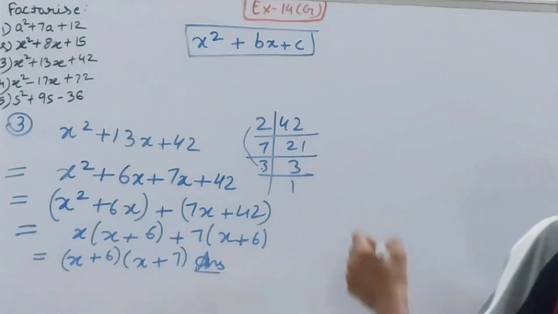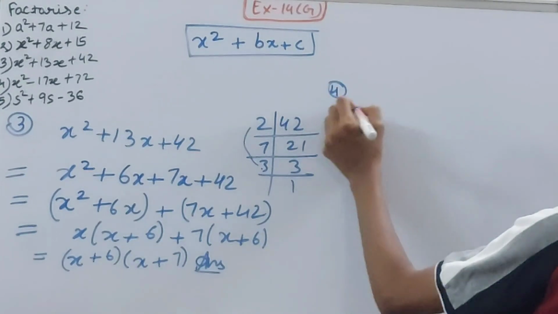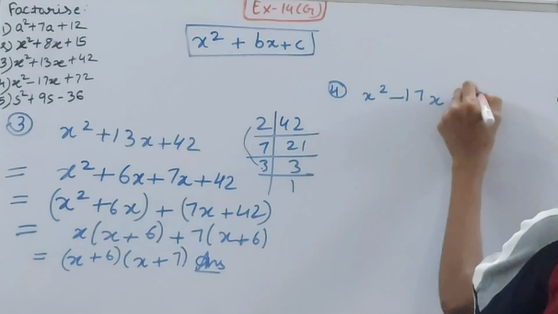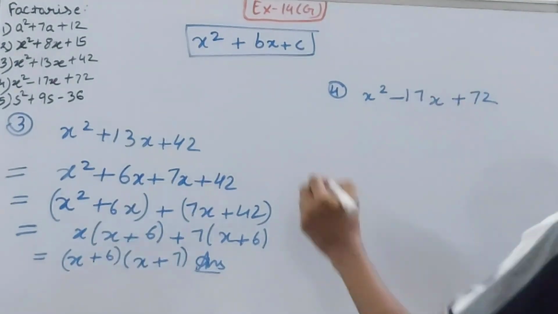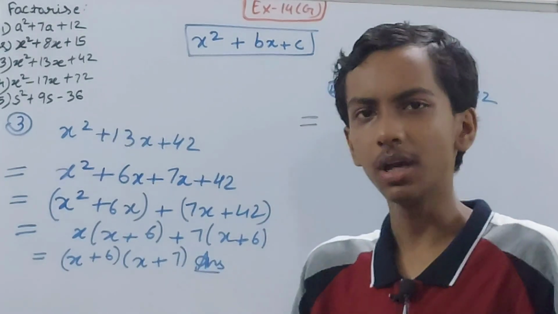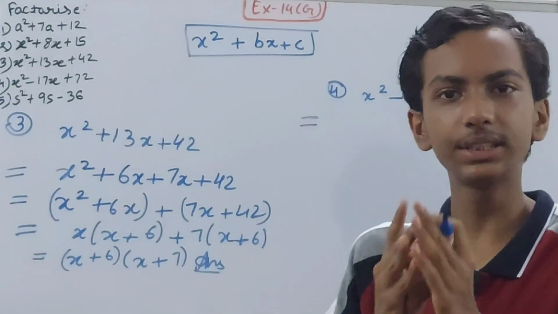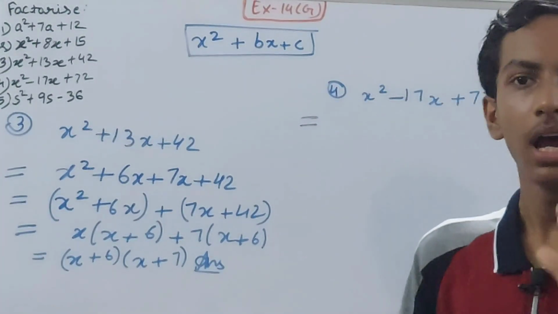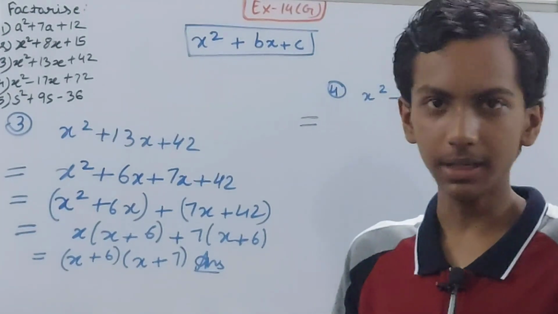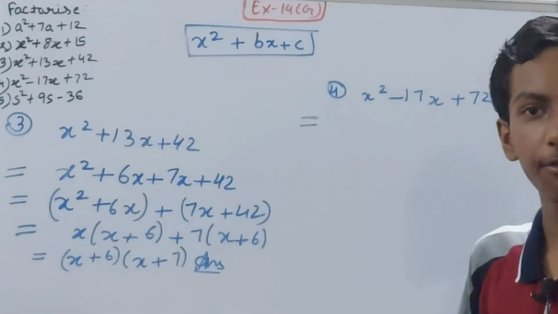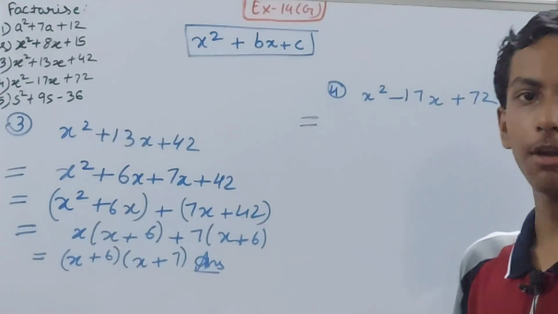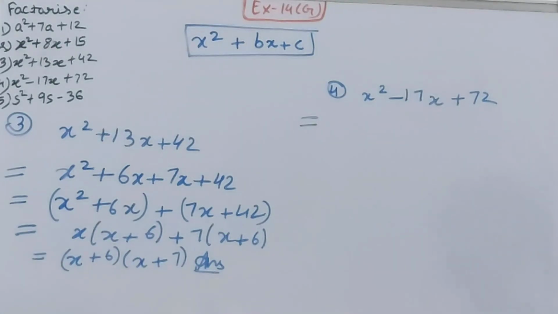Then you have fourth question. Now this is x square minus 17x plus 72. You have a negative term, minus 17x, which is your middle term. It is negative, so you have to be careful with the sign also. Remember, if you want correct answer, you have to of course take the correct factors, but also you have to keep in mind the sign also. If you have minus, then be careful, your value can change. I will show you how.